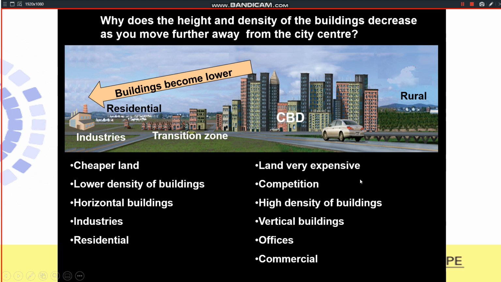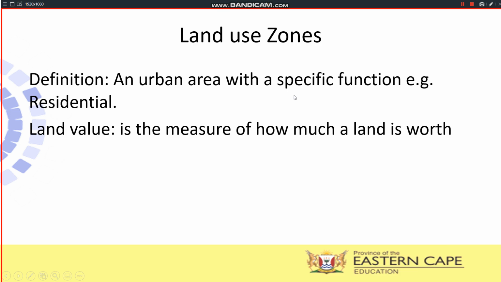What do we mean by that? Can you see how close these buildings are spaced? Together they are very, very close to each other. So it's very dense here. Most of the buildings here are vertical. In other words, they are usually very high, and that is what you see in the CBD or in cities. Most offices are concentrated in this area, and also it's the commercial hub. Most commercial activities are found here.